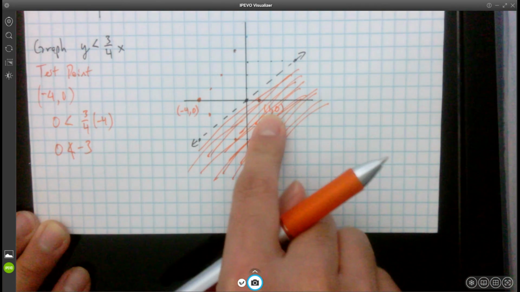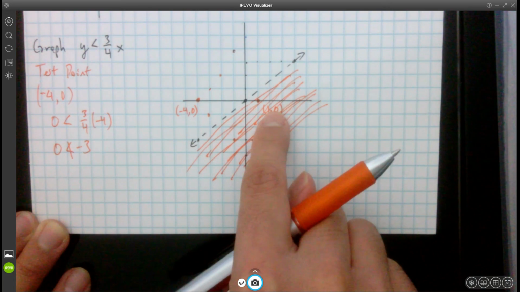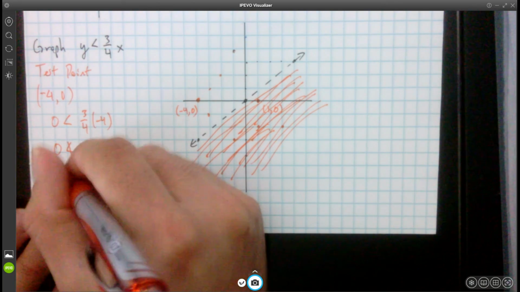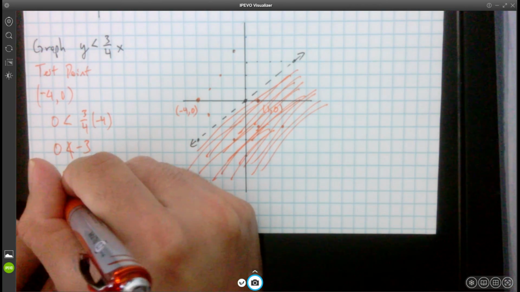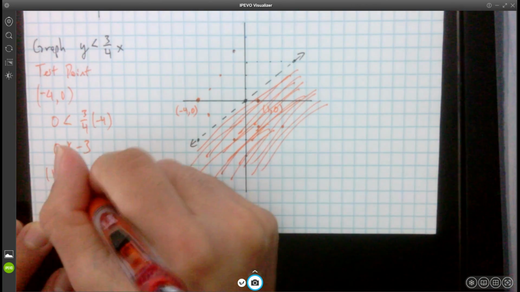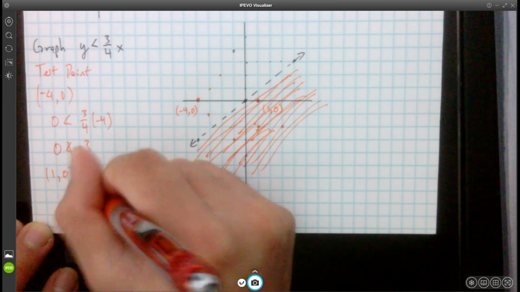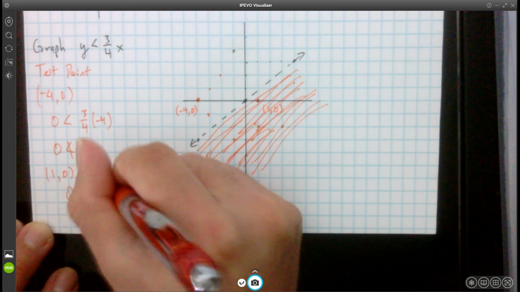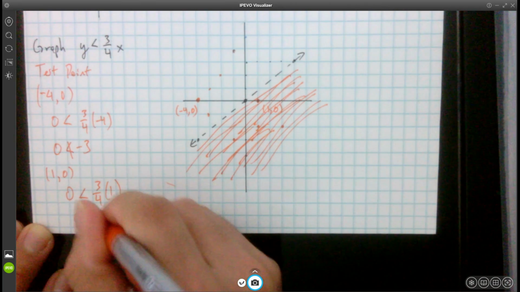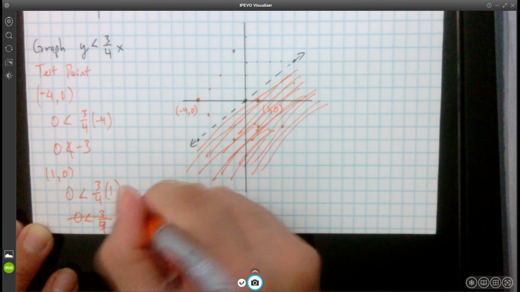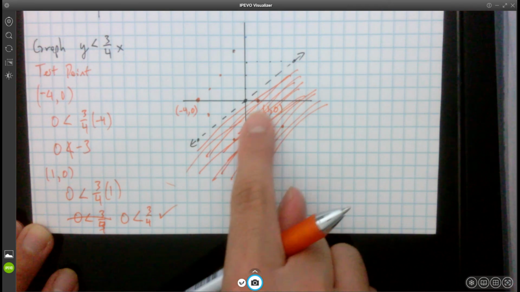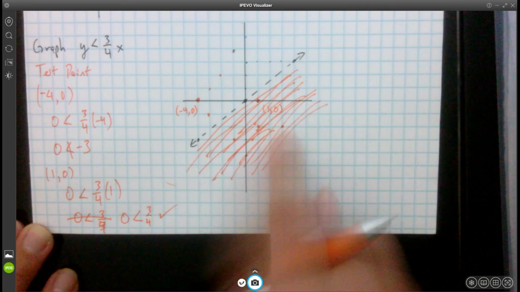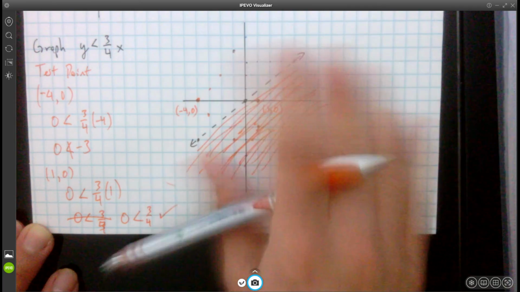Now I mentioned I was going to try 1, 0. Okay, so 1, comma 0. That means that y is 0, and that has to be less than 3/4 times 1. And 0 is in fact less than 3/4. Let me rewrite that again. 0 is less than 3/4, and that is true. So since I chose that point right there, that's going to be a true statement for this inequality.